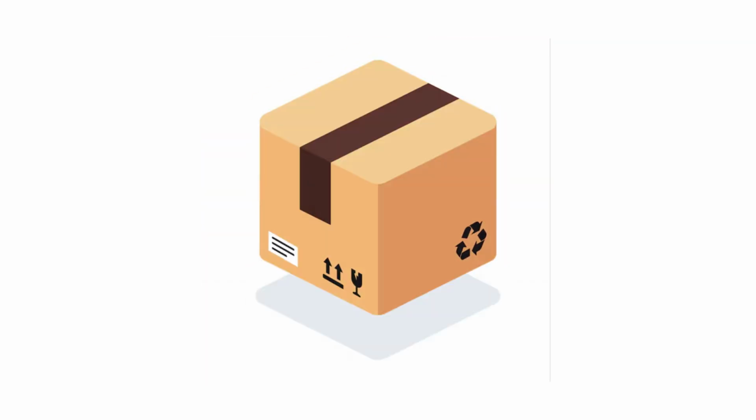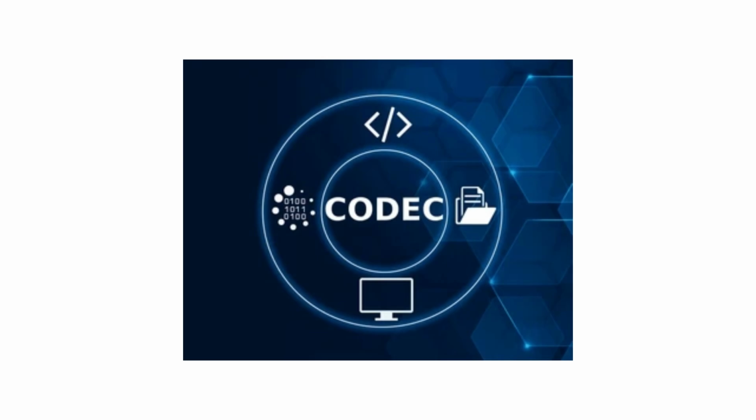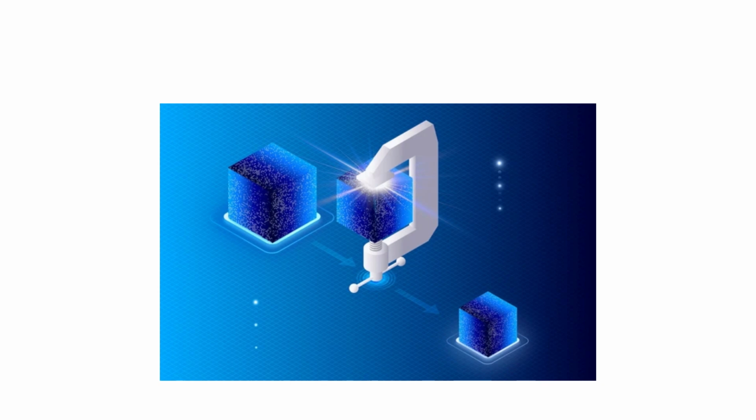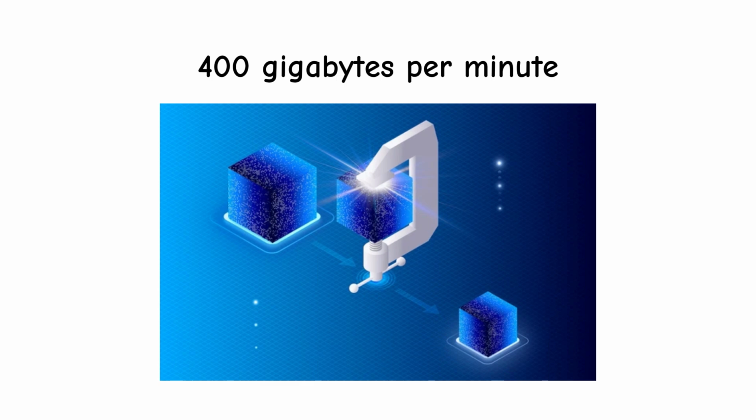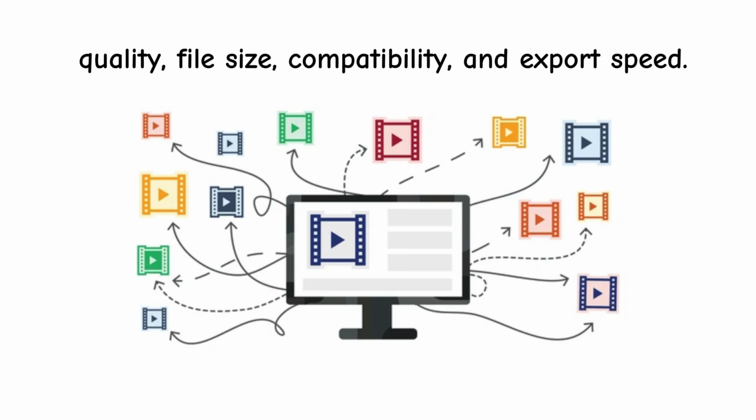Think of a video file like a shipping box. The container is the box itself. It holds everything together. The video, the audio, the subtitles, the metadata. It's the wrapper. The codec, short for coder-decoder, is what's inside. It's the method used to compress and decompress the actual video data so it doesn't take up 400 gigabytes per minute. Same box, different contents. Same codec, different box. They're independent, and they interact in ways that determine quality, file size, compatibility, and export speed.